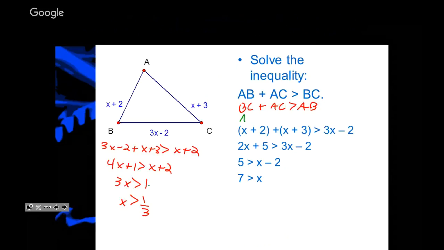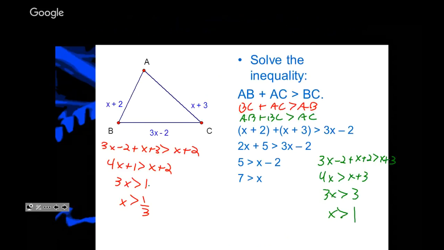We also have that AB plus BC has to be greater than AC, assuming AC is the longest side now. So if we do that one, we get 3X minus 2 plus X plus 2 is greater than X plus 3. So we get 4X is greater than X plus 3. 3X is greater than 3. X is greater than 1. So we see we have three different possibilities. We have X is greater than 1/3. X is less than 7, and X is greater than 1.